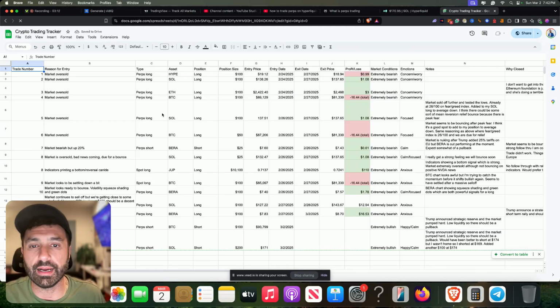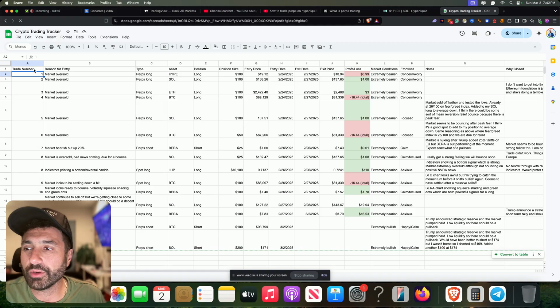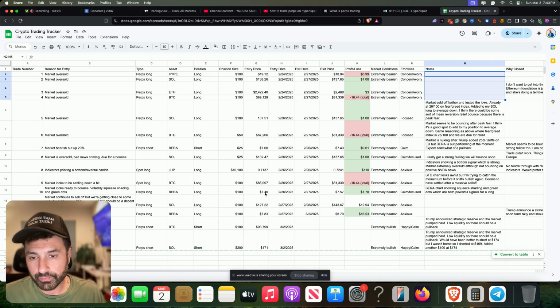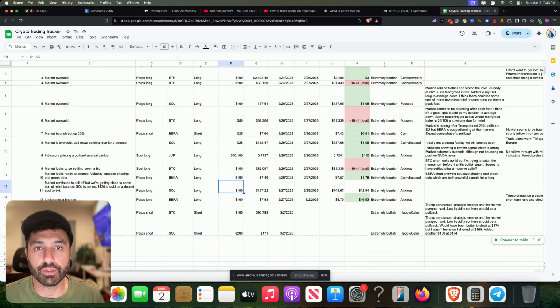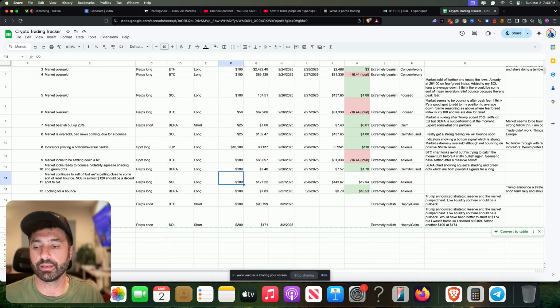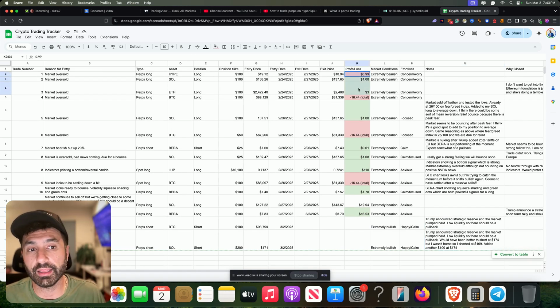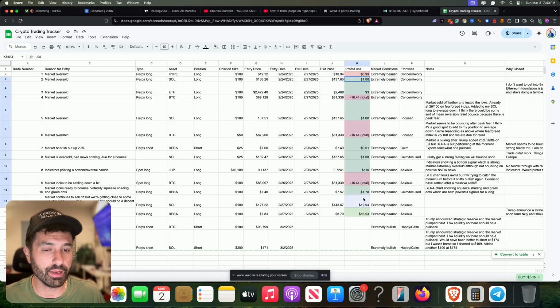So I'm starting with 1,000, and this is my trading spreadsheet. And basically, I do the trade number, reason for entry, type, asset, position. I can link this in the description below. You can make a copy of it if you want. Add notes. Before you make a trade, you want to fill this out, or right after you make a trade. I know you have to move pretty quickly, but just fill this out. Okay, so you can look back on your process and determine if it's good or not and where you need to make adjustments. I highlight red or green, whether it's in profit or not.